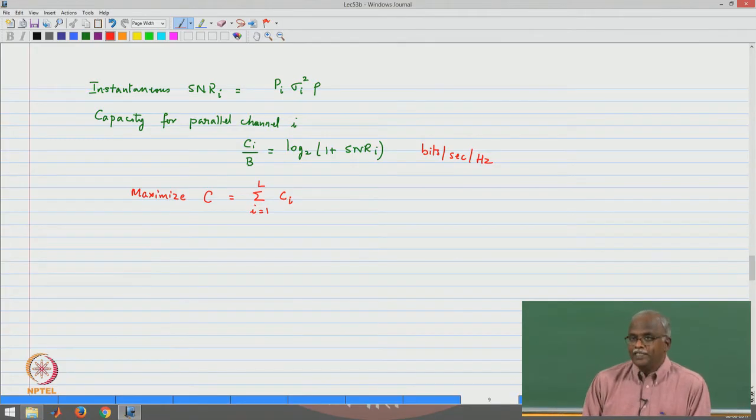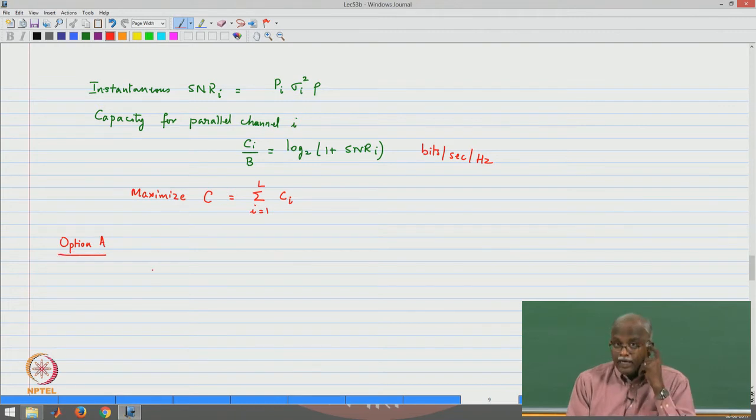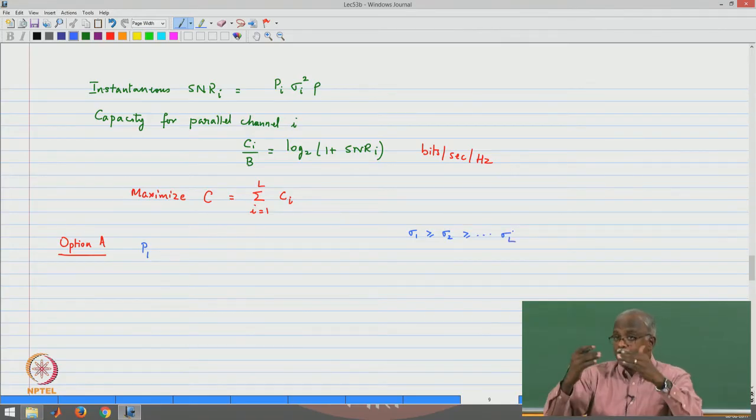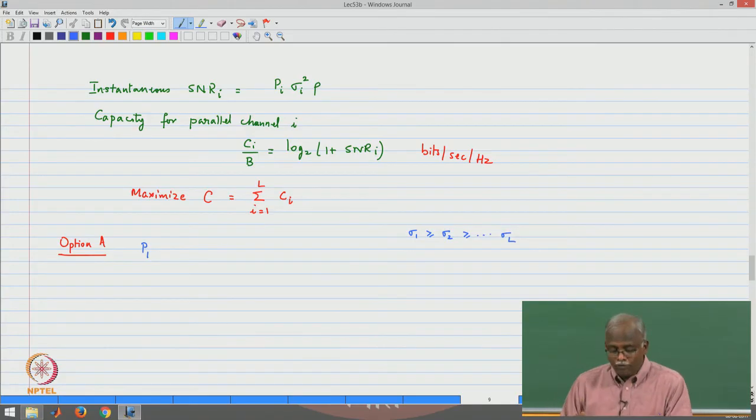So, now looking at this scenario, let us look at the different options that we will have to achieve the capacities that we are looking for. The first one is what we call option A. If we do the following, then how are we doing in terms of the capacity? This is an allocation that we would like to do. P1, notice that we have made the assumption that sigma 1 is greater than or equal to sigma 2, greater than or equal to sigma L, that is, the channels are arranged in decreasing order of the SNR.